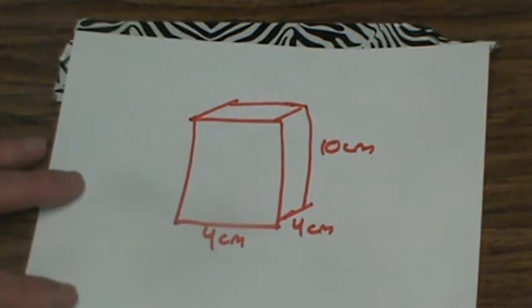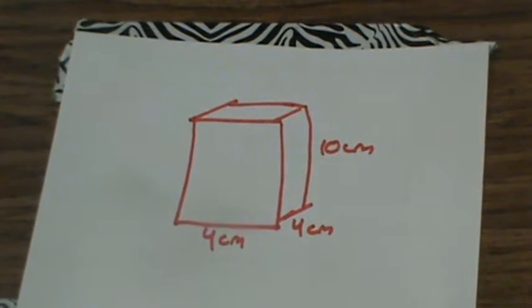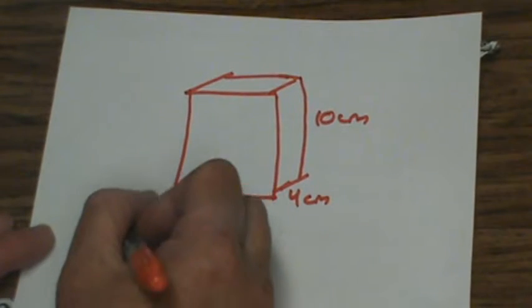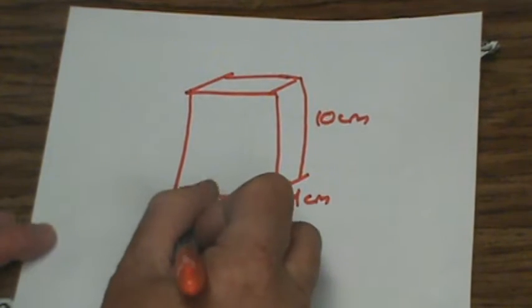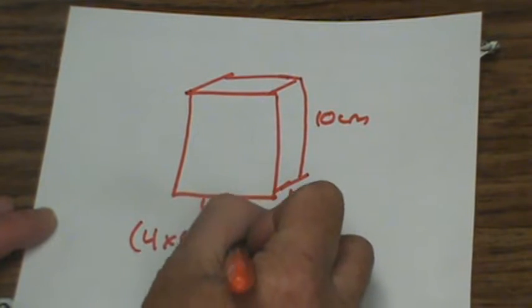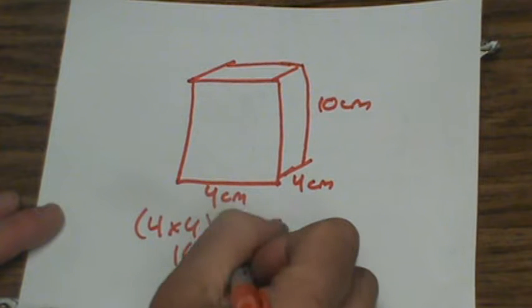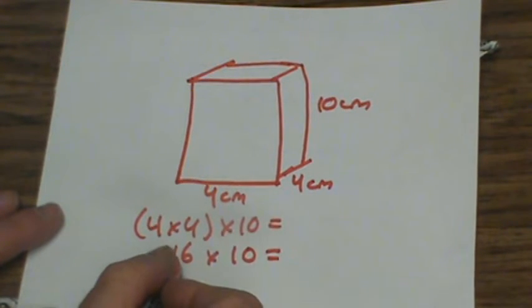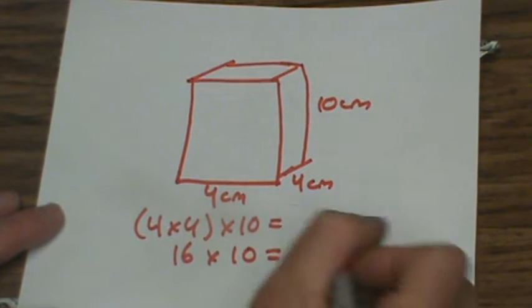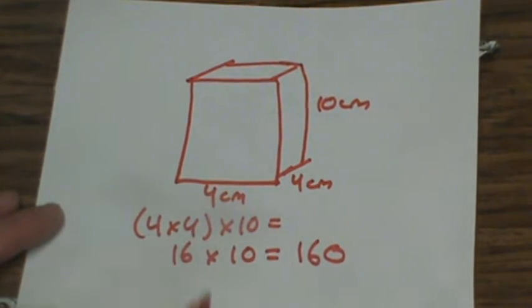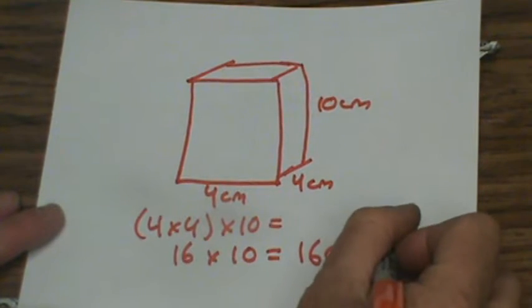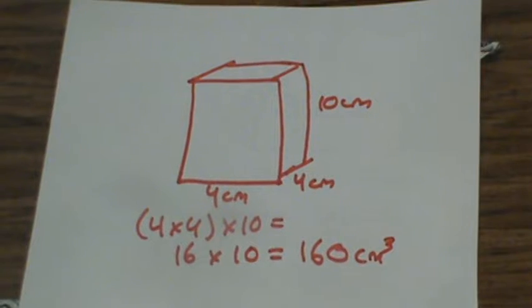How are we going to figure this out? Okay, think about it. Remember how we deal with volume. We multiply length, width, and height. So let's do that. I think the easiest way to do this would be 4 times 4 times 10. You might think something else might be easier. 4 times 4 is 16, and then we just have 16 times 10. Remember, all we have to do is 16 times 1 is 16 and add on the 0. But we're not done yet. What's our unit of measurement? Centimeters and cubed. There we go.